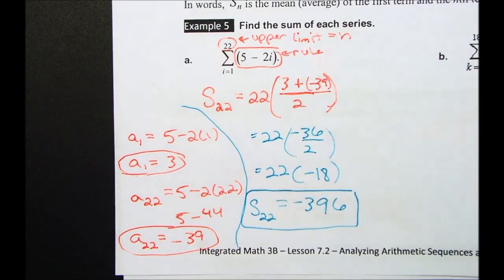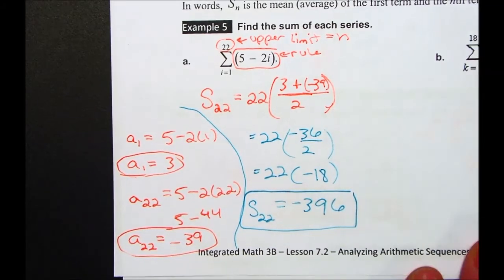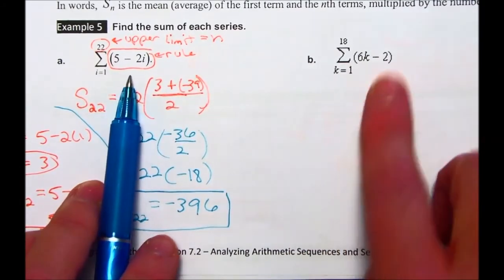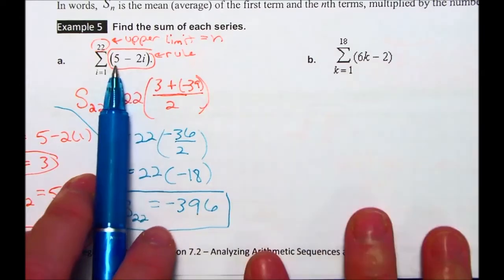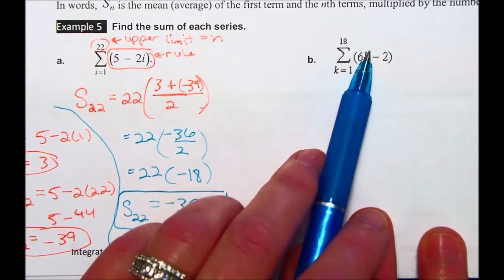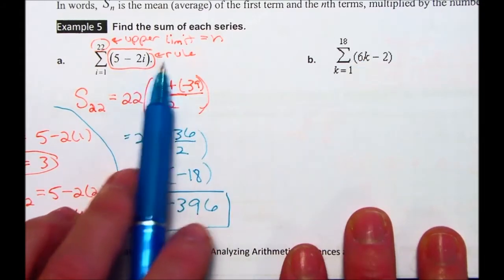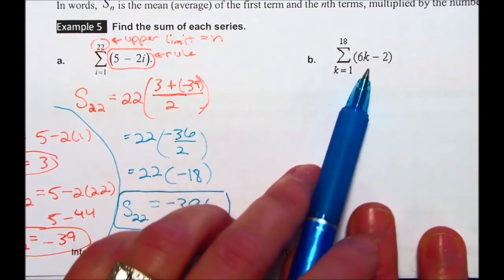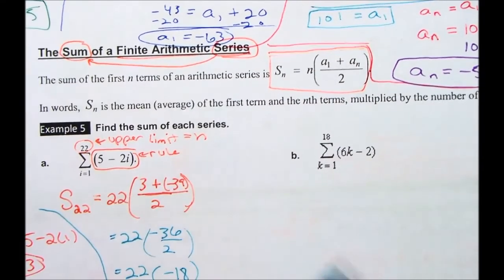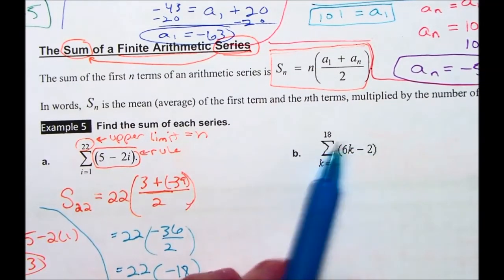So the formula is only good, though, for finding the sum of a finite arithmetic sequence. So look at these rules here. Hopefully you can tell that these rules are linear in nature because they have the variable to the first power. And that's when you can actually use this formula to find the sum of a series that is linear or arithmetic.